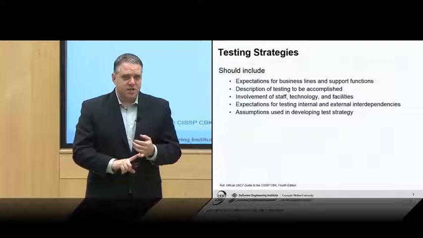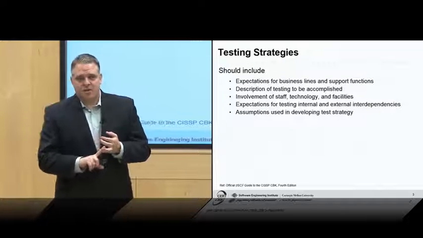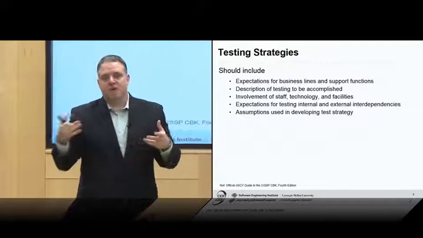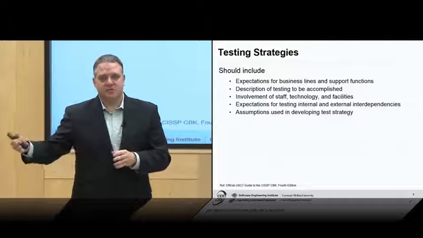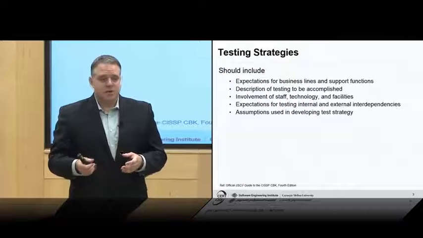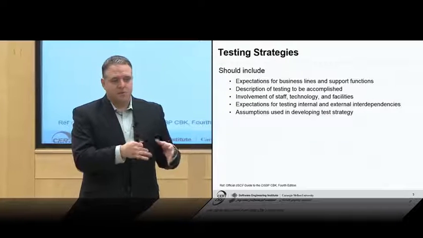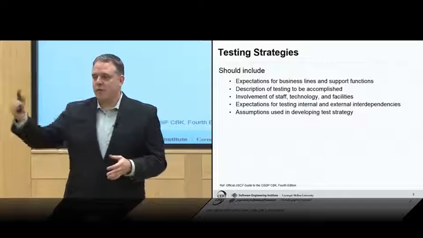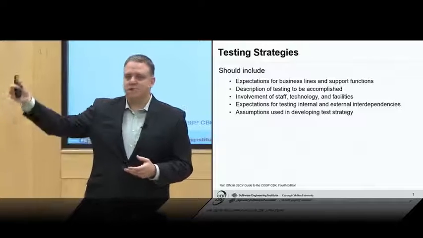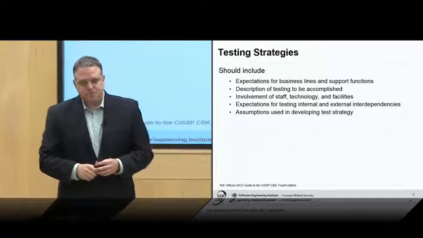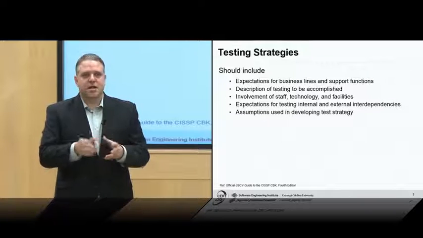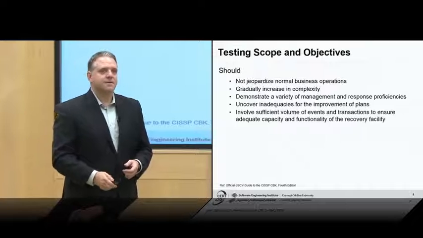From a staff perspective, who needs to be involved in this? Are we involving all of our facilities or just this one subset? What kind of technology are we going to need to put in place to do an effective test? External and internal dependencies. If I'm testing my public relations or media communications plan, do I want to involve the actual media and do a full test with that, or do I just want to simulate use of the media? And then, of course, what are the assumptions used in this test strategy? All of that put together becomes your exercise plan.